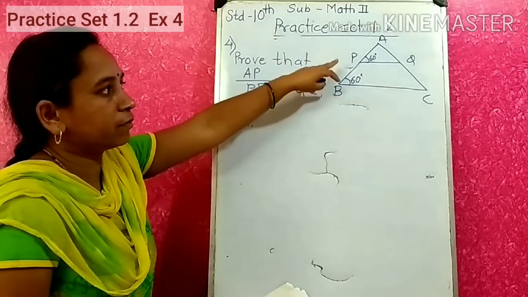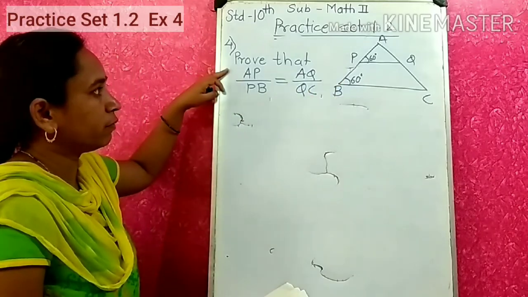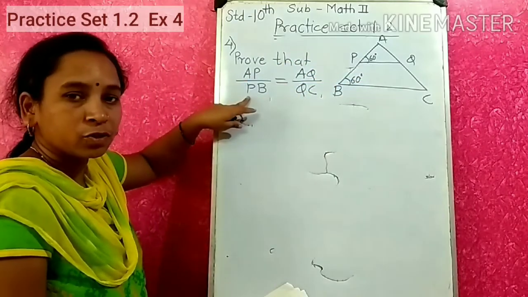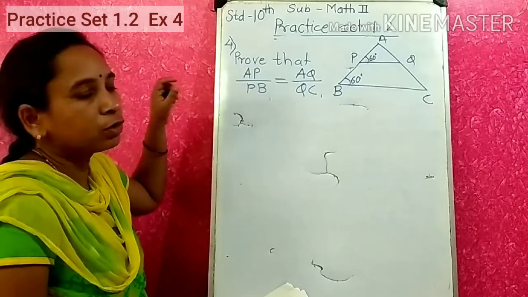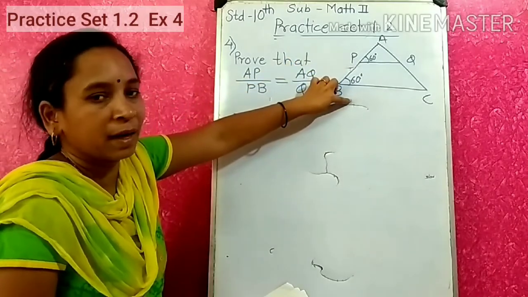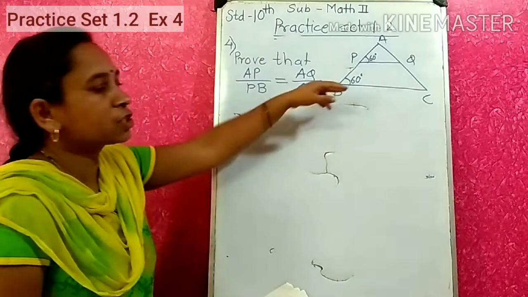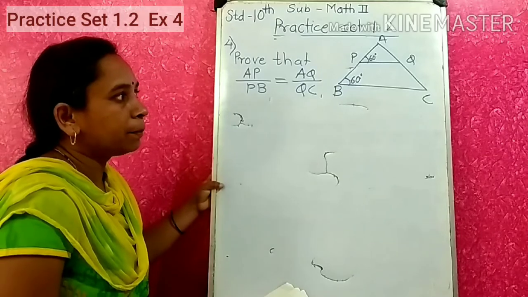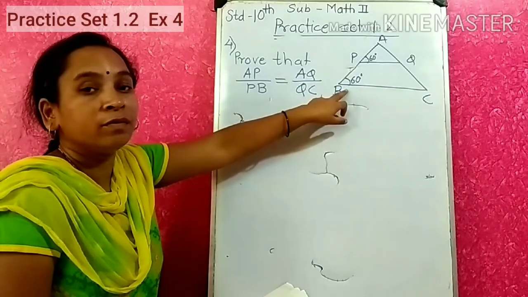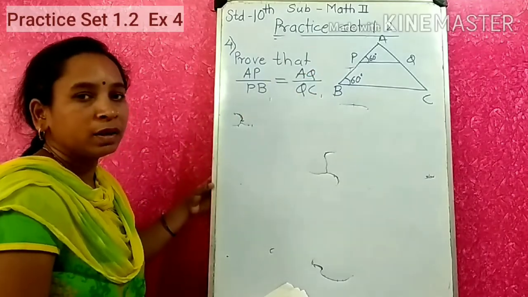Fourth example, figure is given. In this, angle B is 60 degrees, that is given, and we have to prove that AP upon PB is equal to AQ upon QC. Like this ratio we have seen in the BPT theorem. If I want to prove this by using BPT, I have to prove that PQ should be parallel with BC. For that, the information given is that angle APQ and angle ABC are 60 degrees. So if you observe, these are corresponding angles, and by using the corresponding angle test I can prove PQ is parallel with BC.